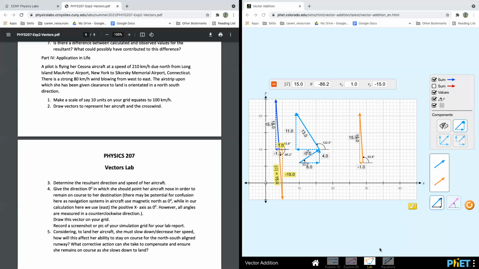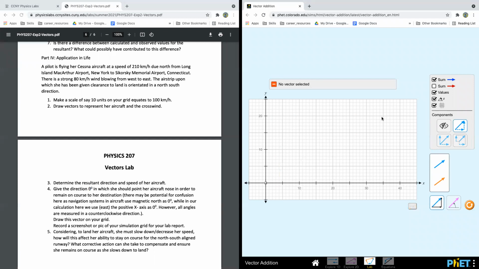Okay, since we already know that, I just clear everything. When I do any physics or math question, I like to draw what I learned, what information I get from the question. So let's say this is the board of the pilot. Imagine we're her.